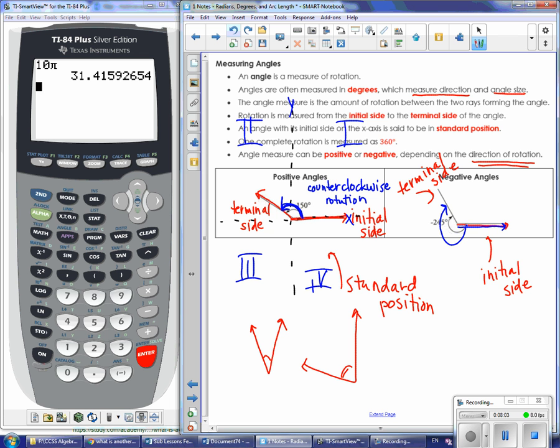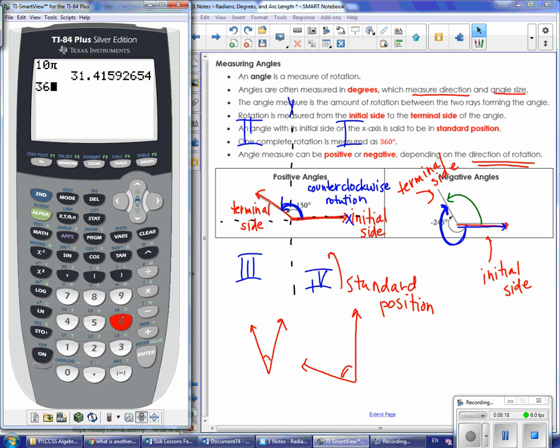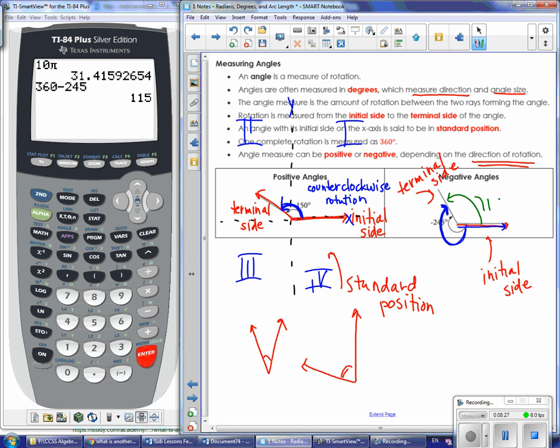Another thing you can realize is that all angles actually have both sides. So while this angle measures negative 245 degrees, the angle on the inside is going to be the other part of that. So if I take 360 minus the 245, the angle on the inside is going to measure a positive 115 degrees.